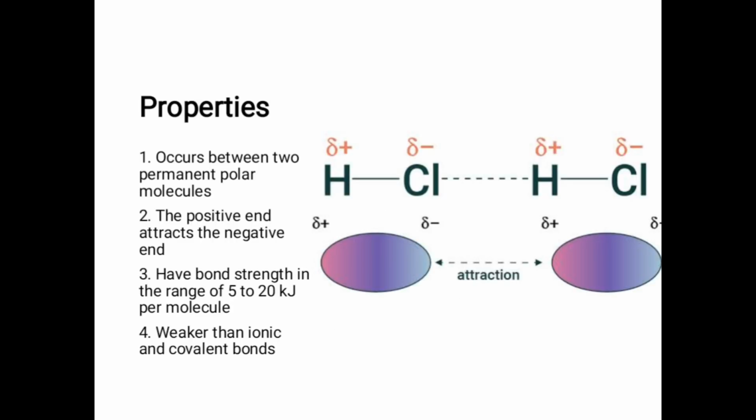Okay, so some of the properties of dipole-dipole attraction now is that it only occurs between two permanent polar molecules, and then the positive end of one attracts the negative end of another, and then the bond strength is between 5 to 20 kilojoules per mole, and then the dipole-dipole attractions are weaker than ionic and covalent bonds.